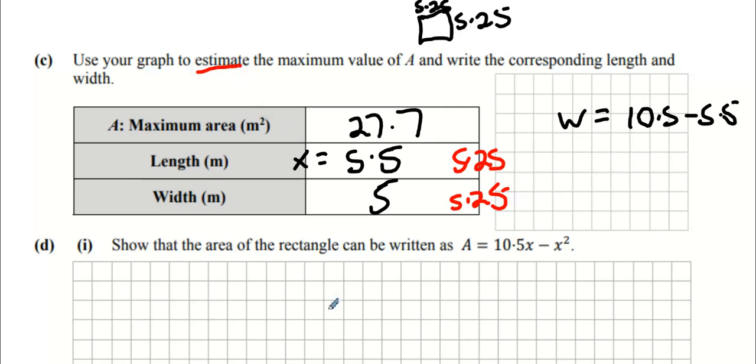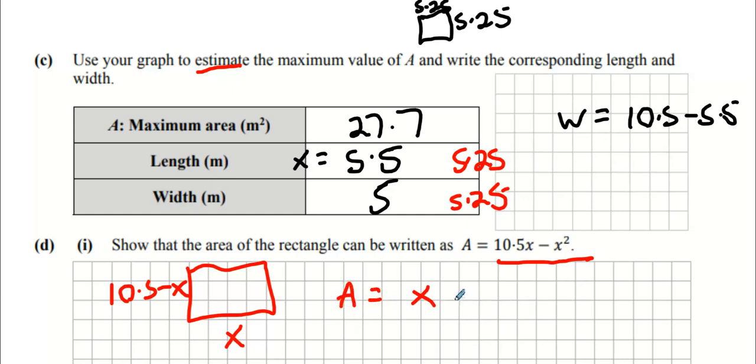All right, now show that the area of the rectangle can be written as this. No bother, because the length is x and the width is 10.5, take away x, so its area is length multiplied by width, which is 10.5 take away x. If I multiply this in, I'm going to get 10.5x take away x squared.